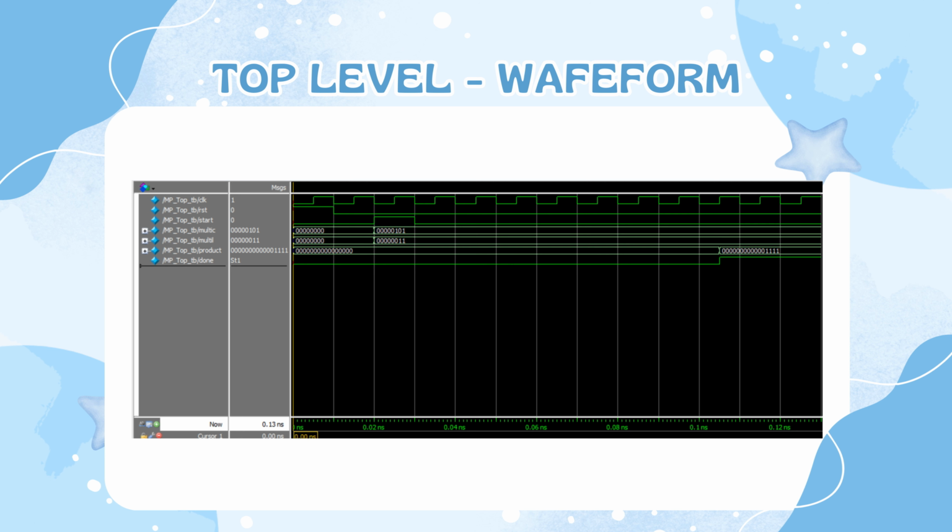As the operation progresses, we see the product value change to 1111, which is decimal 15, the correct result of 5 times 3. Finally, the done signal transitions to indicate that the multiplication is complete. This waveform confirms that the multiplier circuit is functioning correctly, the inputs are correctly processed, and the expected output is generated. Thank you.